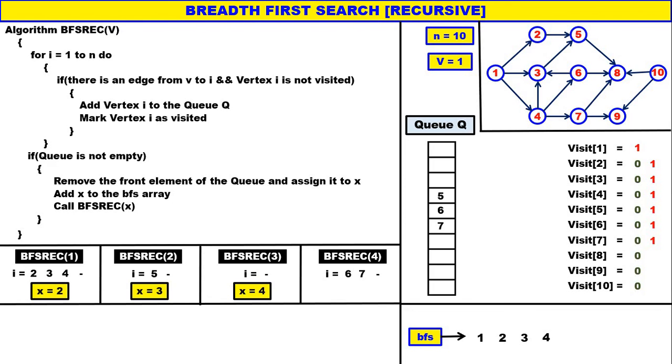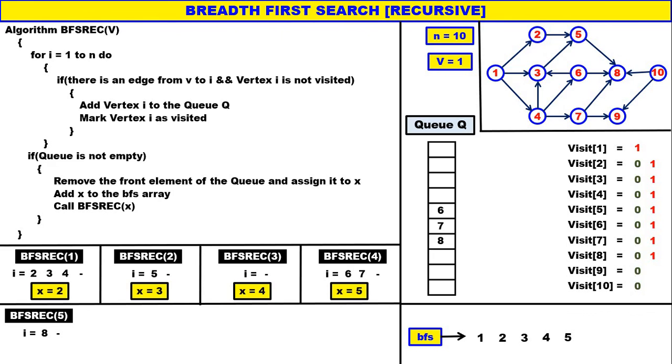Therefore, remove the front element of the queue, 5, and assign it to X. And X is added to BFS, that is 5 is added to BFS. Now call again BFS REC of 5. Very good. Again find out the vertices that are adjacent to 5. 8. Visit of 8 is equal to 0. Therefore, 8 can be added at the end of the queue and visit of 8 becomes 1. That's all. Now, check whether the queue is empty. No, the queue is not empty.